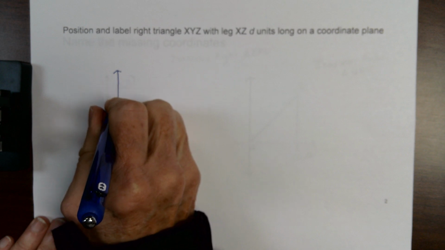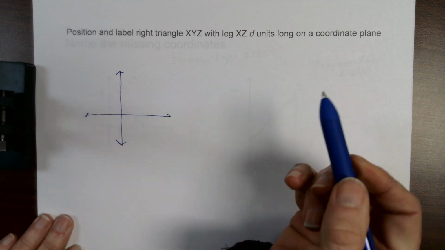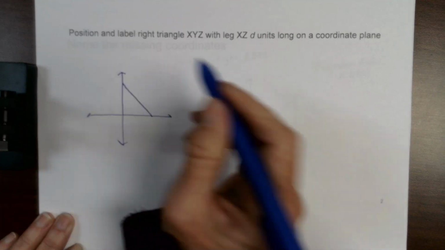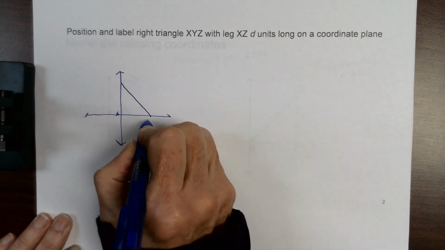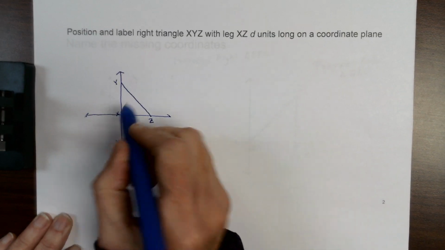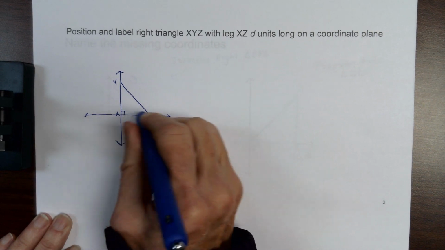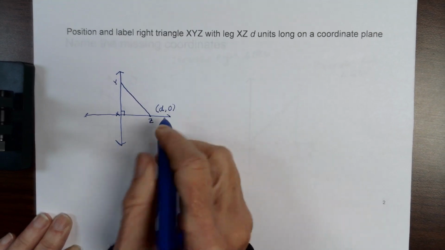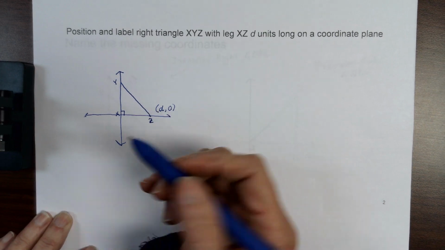So one way we could do that, there's my coordinate plane, and I want a right triangle, so I'll just go ahead and do it like this. XZ is one of the legs, so I can put XZ here, and I can put Y there, and I know it's a right triangle. And this is D units long, so I know the distance from here to here is D units, so that's my X. And I would go over 0 points. So the value for Z would be D, 0.